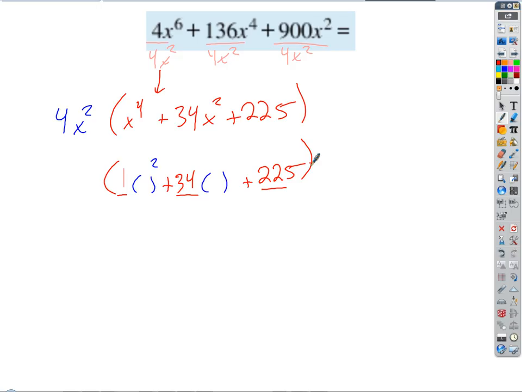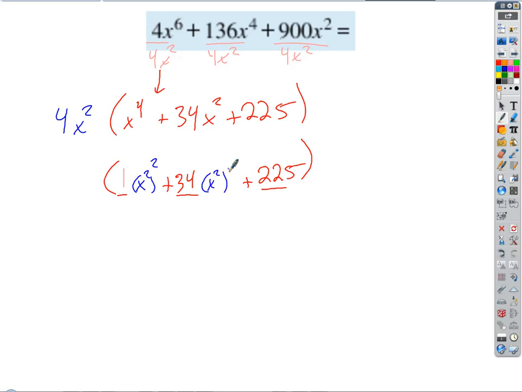Does this remind you of that last trick we did? Is there a way I could turn x to the 4th into something squared? X squared, yeah, how about that? So what if we wrote this as 1 times x squared squared plus 34 times x squared to the 1 plus 225. Then it is quadratic, isn't it?